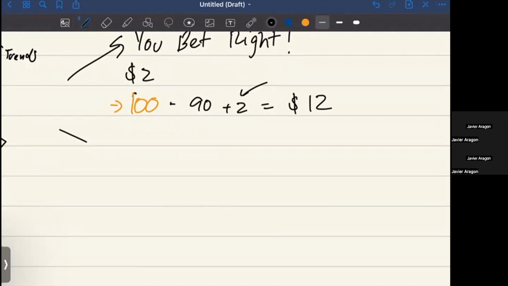By the way, that doesn't mean you have to sell. It just means that if the stock got to 100 and you were to sell, that's your profit. But if you're just holding the stock and trying to make something out of it, you'd only have those $2, and you can do it again and again and again. So what if you bet wrong?